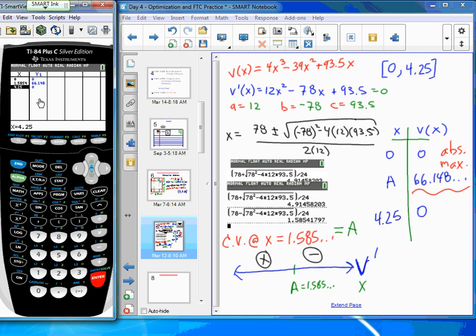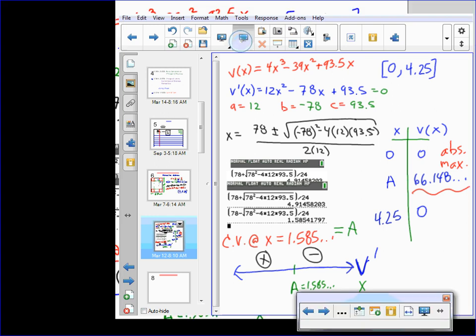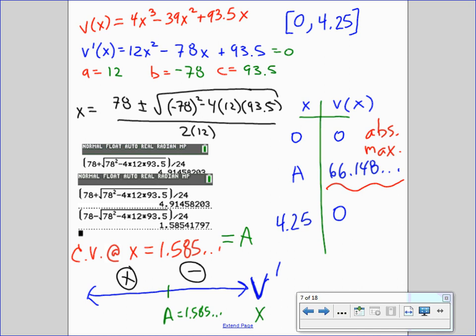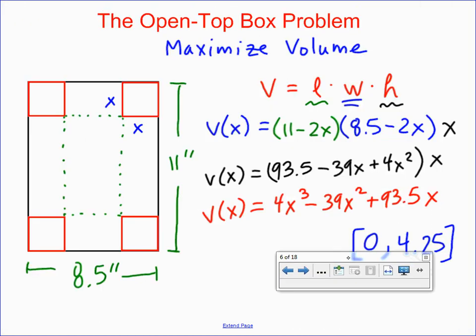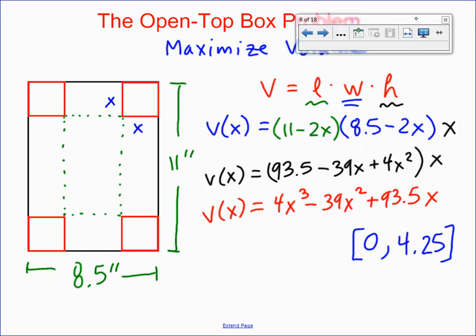The problem is that the question didn't ask that, right? What did the question ask? The dimensions, and so we actually have to look at my dimensions, length times width times height, to answer the question. So to me it looks like x is the height, so we found that. That's A, which is 1.585, by 8.5 minus 2A, by 11 minus 2A, and then that will tell me my dimensions.